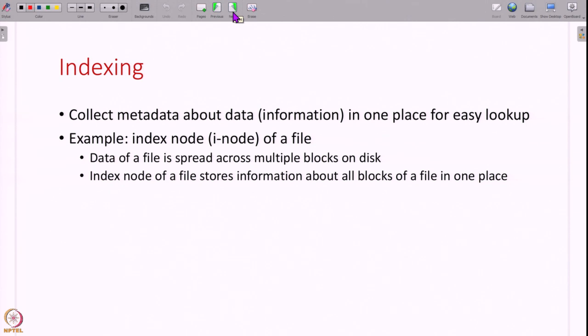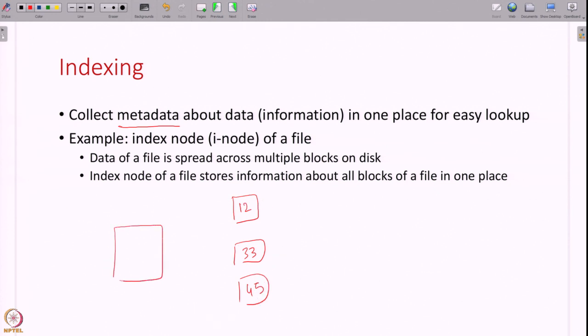Now, if the information about an object is spread across multiple locations, then it is easy for you to maintain all of this information. So, the information about a piece of data is called metadata. So, you collect all this metadata and store it in one location, which is called the index node or the inode of a file. For example, in a file system, right, your file is split into multiple locations, right.